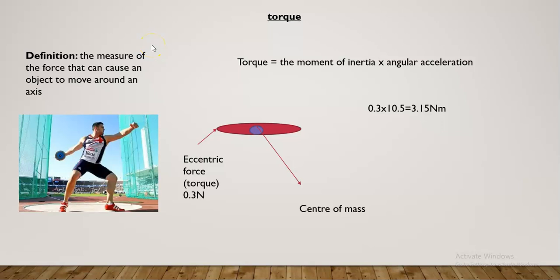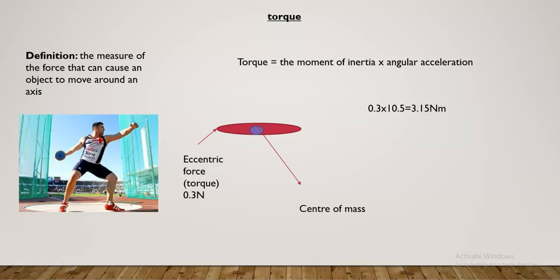Okay, we move on to our last topic, which is torque. So torque, the definition is the measure of the force that can cause an object to move around an axis. So we know that there is an eccentric force that is applied to this discus. So it is not going through the center of mass, because that would not be an eccentric force.